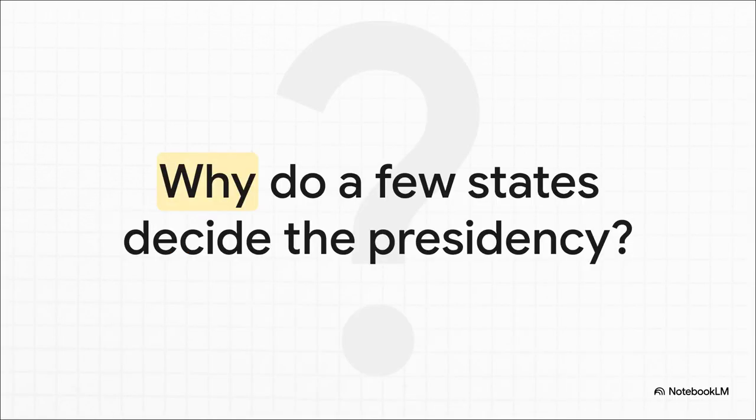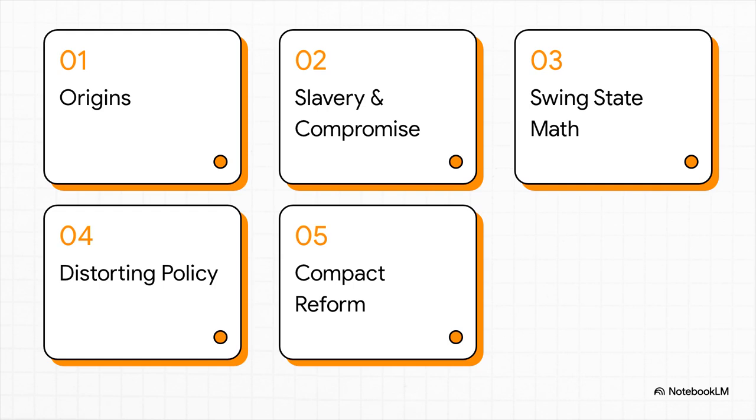Okay, let's dive into this and start with the core question that surfaces every 4 years, right? Why on earth do just a few states decide the presidency? We're going to trace the powerful cause and effect narrative of our electoral system. It's a story where historical compromises from literally centuries ago directly create the extreme political math we see playing out on our screens today. Here is our roadmap for today.